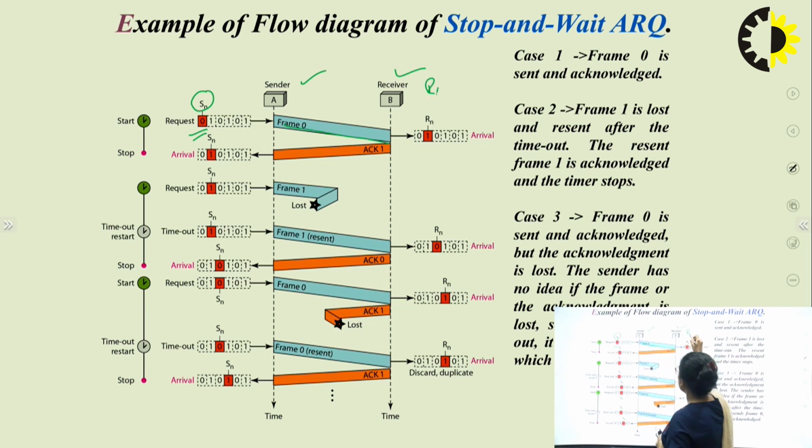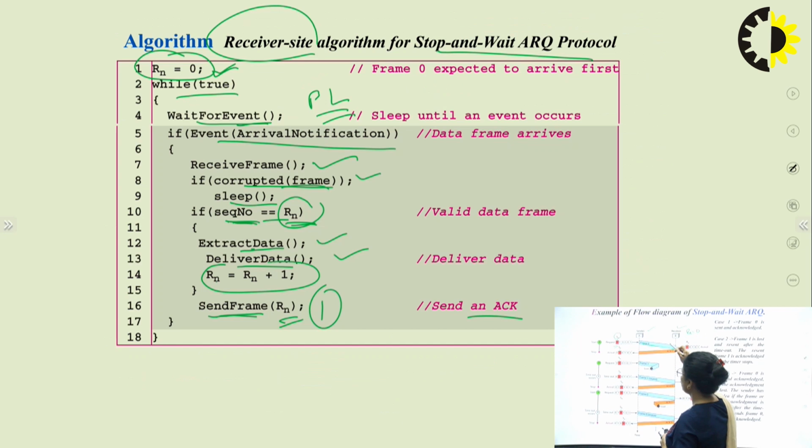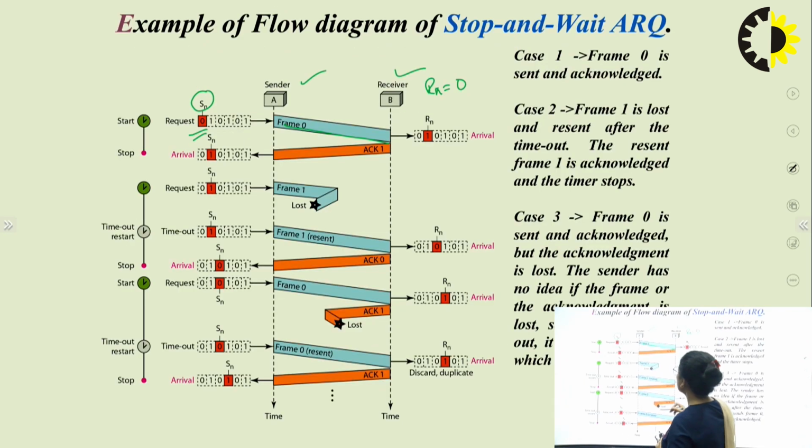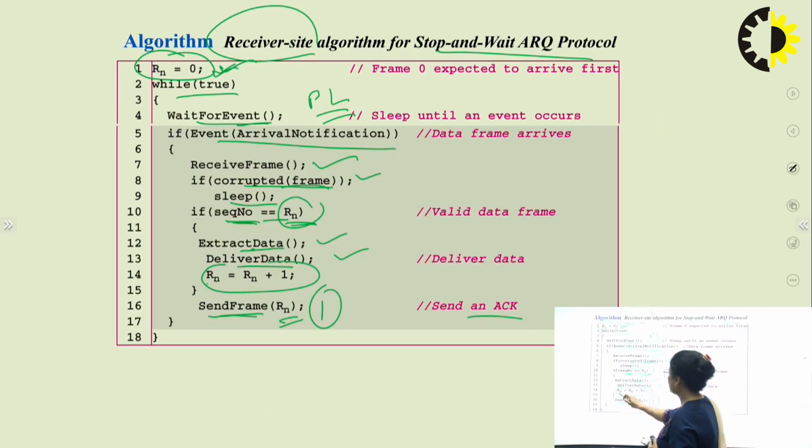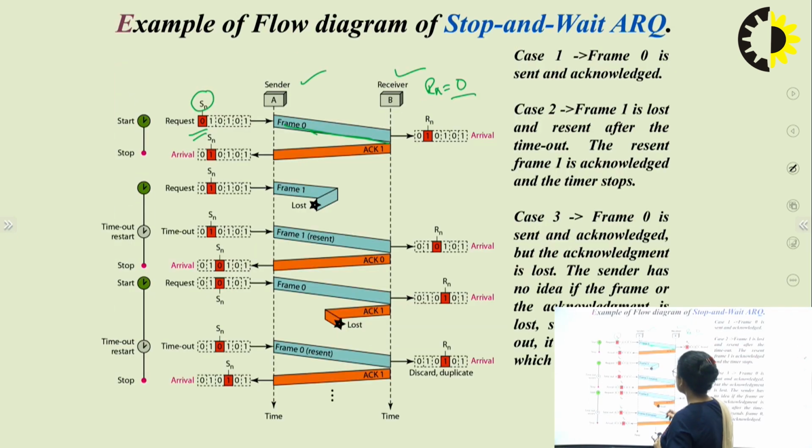Initially, if you remember, Rn is also set to 0. The moment you receive a frame, Rn is incremented. So Rn now from 0 is incremented to 1. That means I am now waiting for the next frame, frame number 1. So an acknowledgement is being transmitted.